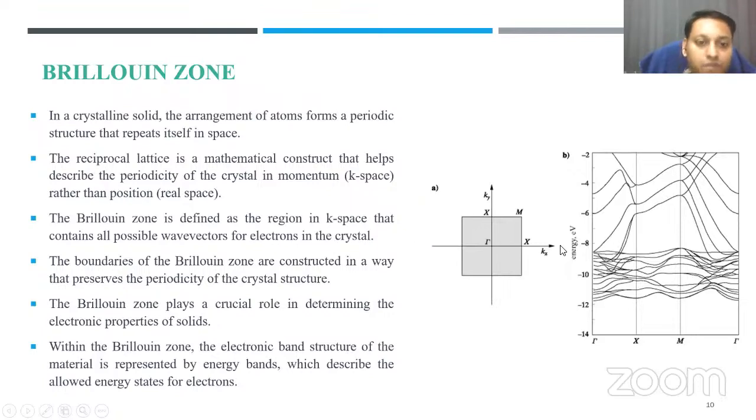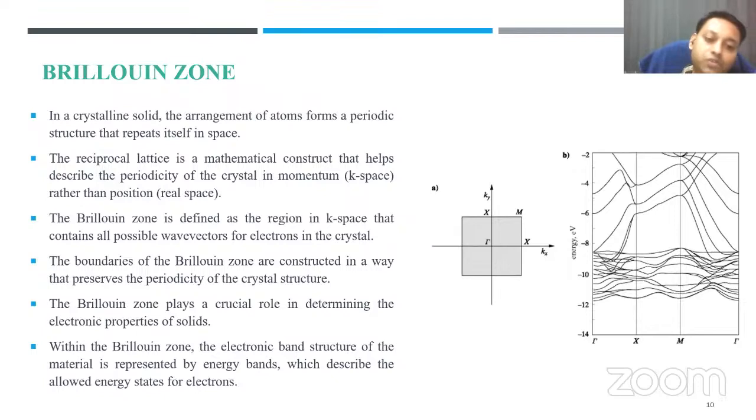Okay, so the Brillouin zone is defined as the region in the k space that contains all possible wave vectors for electrons in the crystal. So what it determines is what are the different movements of electrons that are possible and in which direction they will move. So that basically relates to the transport properties of the material. The transport properties are inherently related to the Brillouin zone of the particular crystalline solid that we are talking about, and it plays a crucial role in determining the electronic properties, as I said.